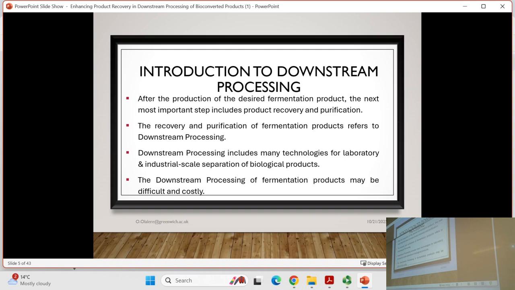Aris, can you read this for me? Yeah, and I will explain. After the production of the desired fermentation product, the next most important step includes the product recovery and purification. Next one. The recovery and purification of fermentation product refers to downstream processing. So purification and recovery. Recovery is very, very important. It's of no use after designing the bioreactor that you have your product and you're unable to get it out.